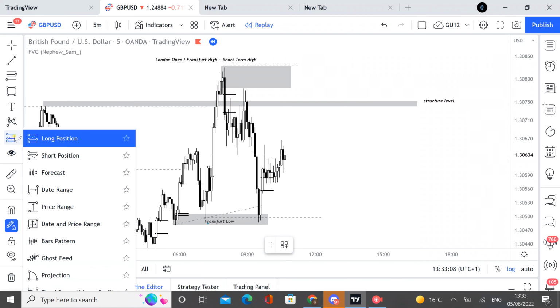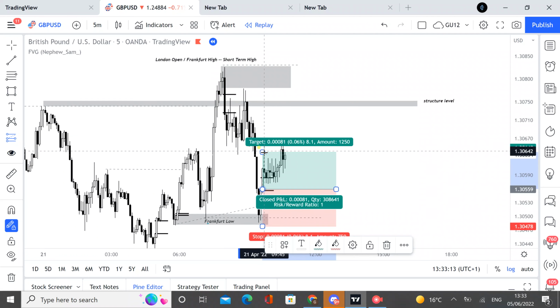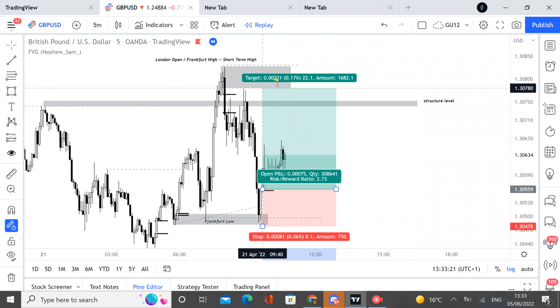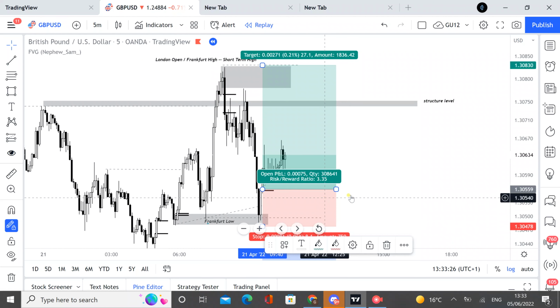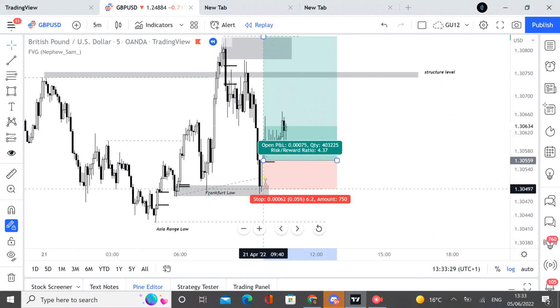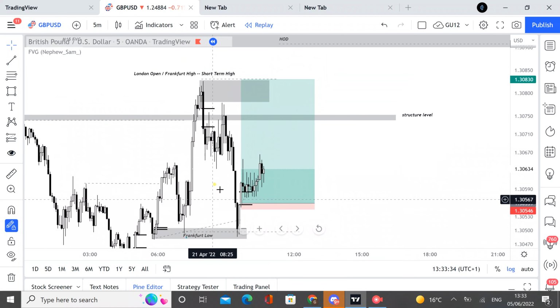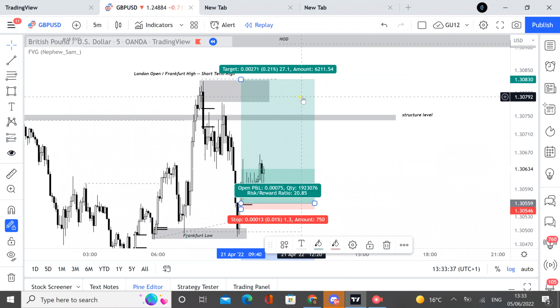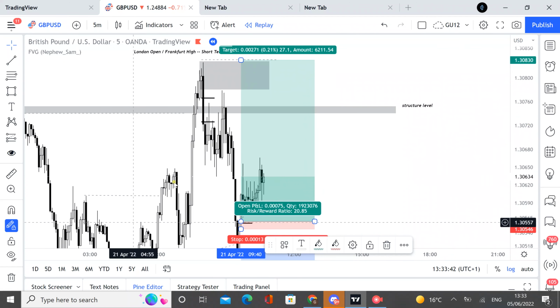Okay, so let's say for the sake of argument that we go in long here. Let's say we get into the fair value gap here. And we're going to target London Open, Frankfurt High, and set our stop loss just below the fair value gap. Okay, so this is going to be actually a 28-hour trade if we get it right, of course.